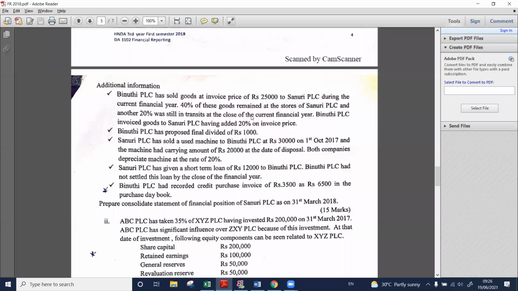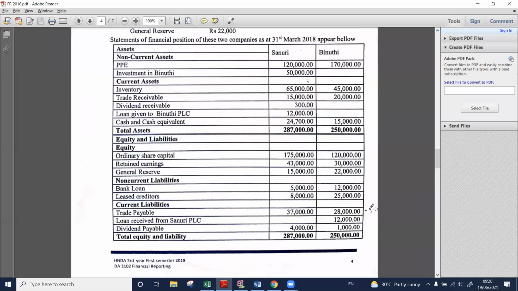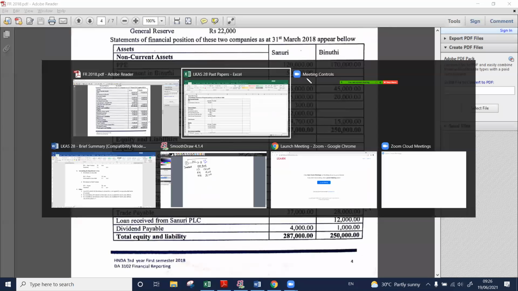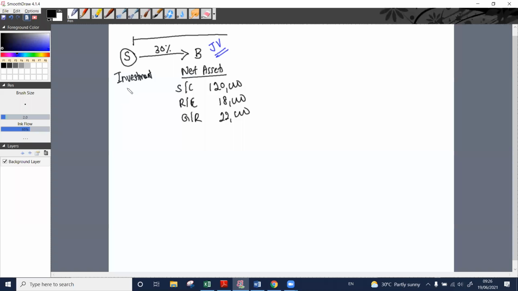Before that, we can have the investment value. Investment in Vinuti PLC is 50,000, right? As at the acquisition date, what was the total net asset value? 160,000, right? As at the acquisition date, the total net asset value of Vinuti PLC was 160,000. And we have acquired 30% of this. Means how much? Not the whole 160,000. Of this, 30% belongs to us.